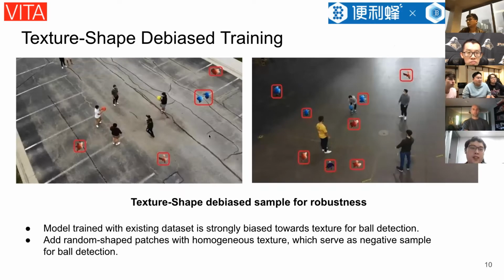We also did a texture shift based training for our model, because we found our model trained with the existing data set is strongly biased toward texture. So we add some random shift patches with homogeneous texture in the training images. These patches serve as negative samples for ball detection. With these patches, our model is more robust. Okay, next.